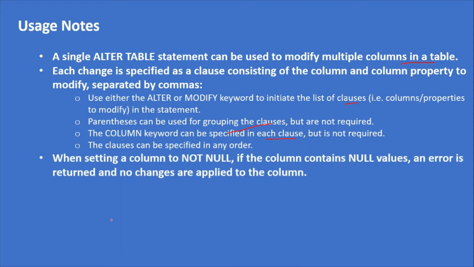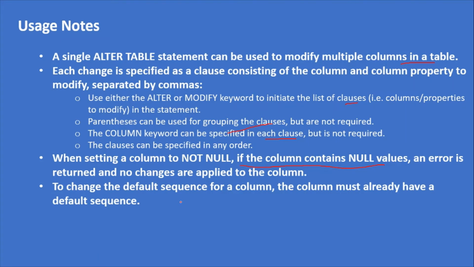When setting a column to not null, if the column contains null values, an error is written and no changes are applied to the columns. That means if you have a column employee ID, and that employee ID may have null values, then in that case, if you are going to convert that to not null, it throws an error.